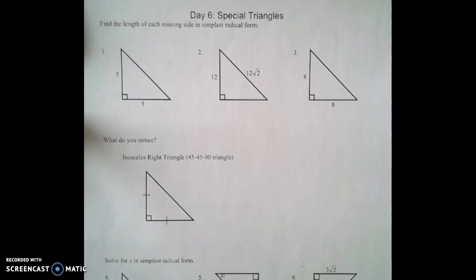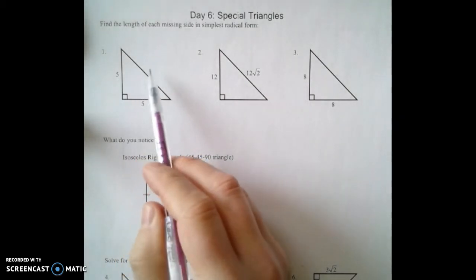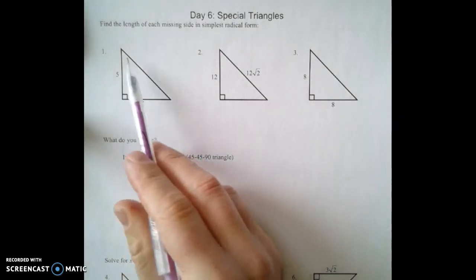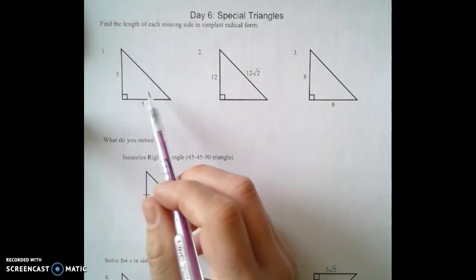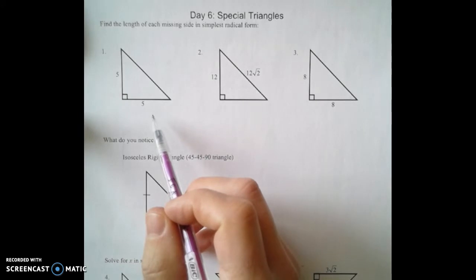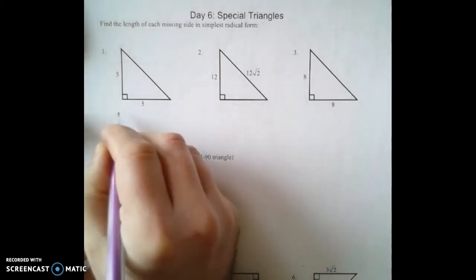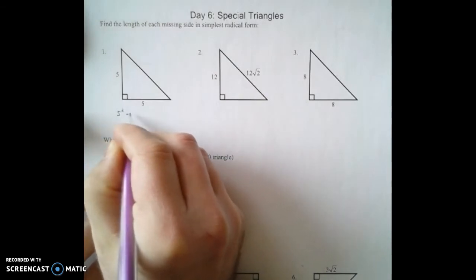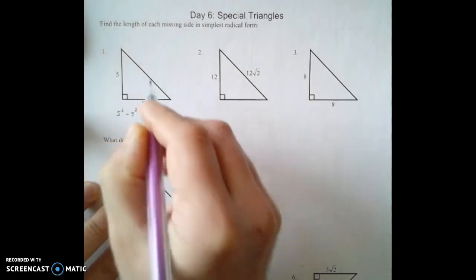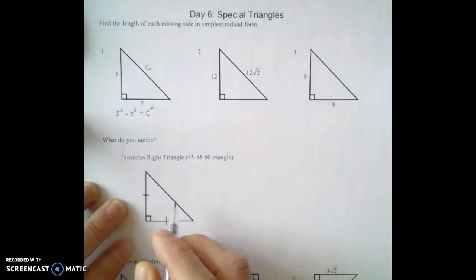radical form. Looking at this, I can tell that this is 5 and this is 5, and this is the side missing right here, and this happens to be the hypotenuse of my right triangle. In order to find that missing side, I can use the Pythagorean theorem. I'm going to take the two legs and square them, 5 squared plus 5 squared, and that has to equal my missing side, my hypotenuse, and I'll call that c squared.